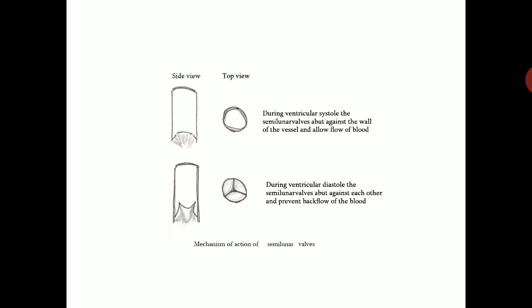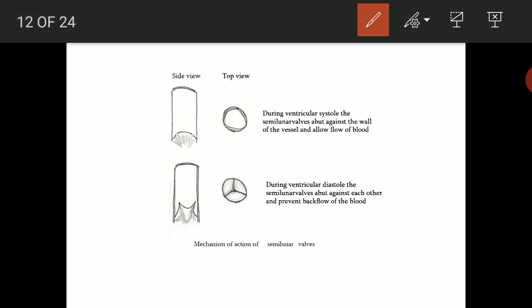In this diagram we are seeing the view when the valve is open during ventricular systole, the semilunar valve, which is talking about the pulmonary valve. During ventricular systole, the semilunar valve cusps abut against the wall of the vessel and allow the flow of blood, and during ventricular diastole the semilunar valve cusps abut against each other and prevent backflow of blood. Semilunar valves are present both in the aorta and in the pulmonary artery, so the same mechanism is applicable in both places.